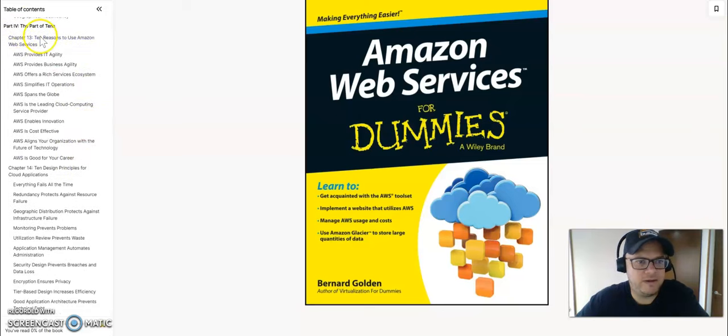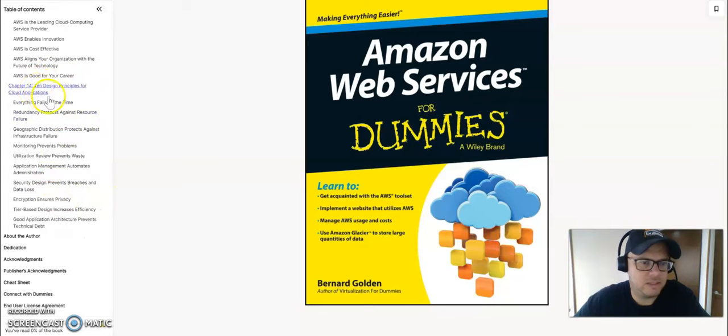And the final part is the Part of Tens. This is a very interesting chapter because it gives you 10 reasons for many things to understand AWS. For example, it gives you 10 reasons to use Amazon Web Services: business agility, the rich ecosystem, IT operations, the global reach, the leading cloud computing services, innovation, cost effectiveness, how you align your organization with the future of technology, and whether it's good for your career.